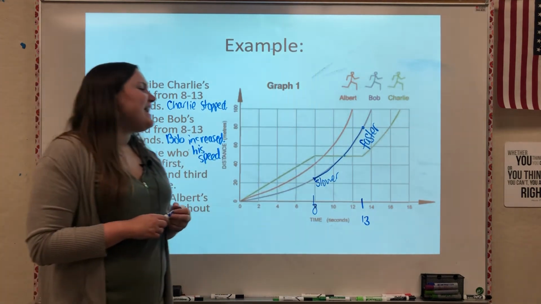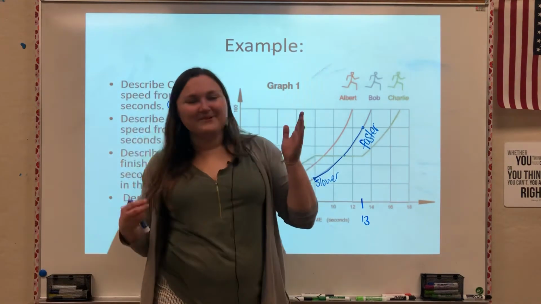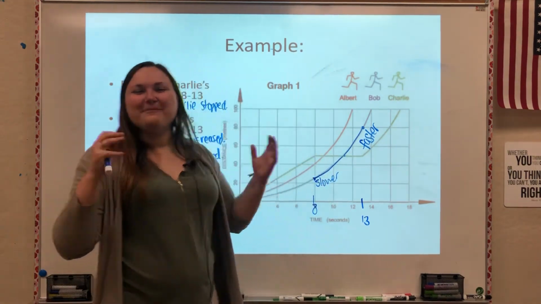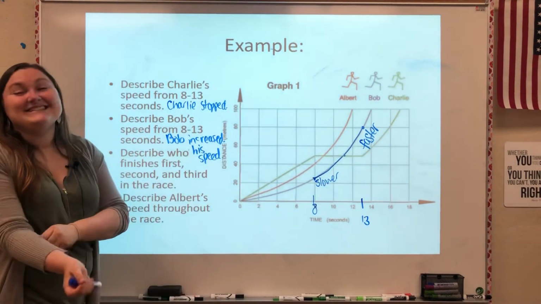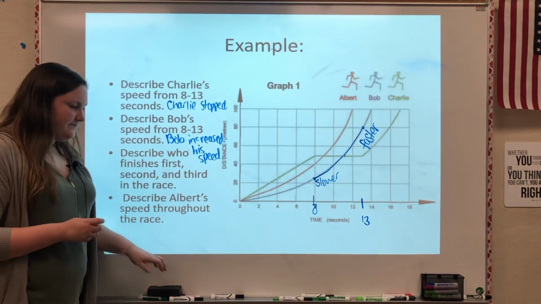Again, you can get creative. You can say Bob was worried he's going to lose, so he starts speeding on up. All possible options. But I'm looking for something that says he's increasing his speed. Something along those lines. The next question says, describe who finishes first, second, and third in the race.